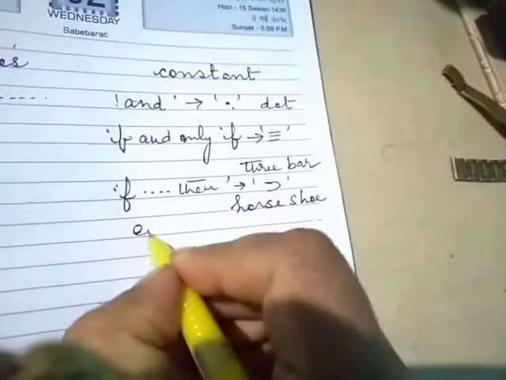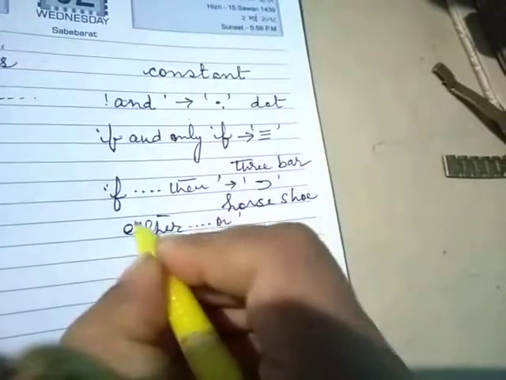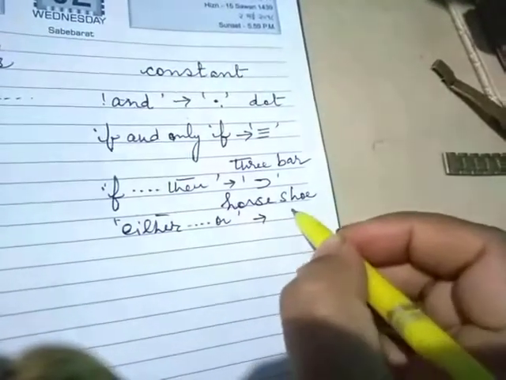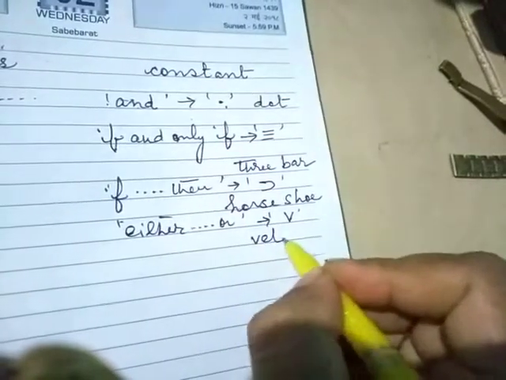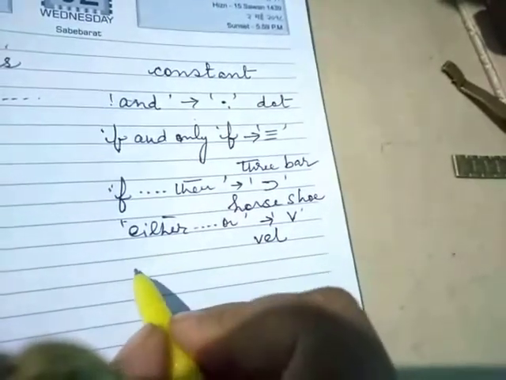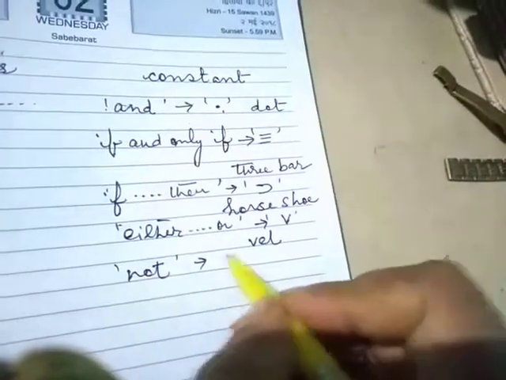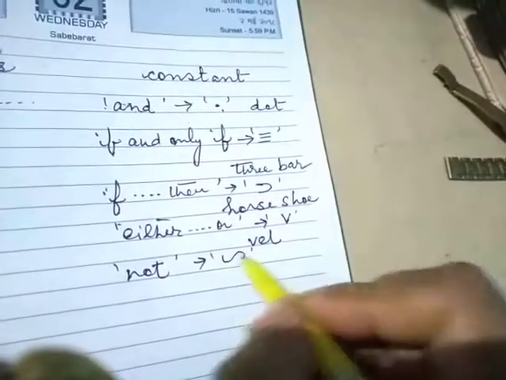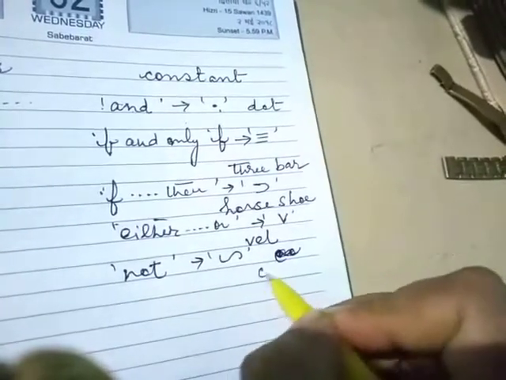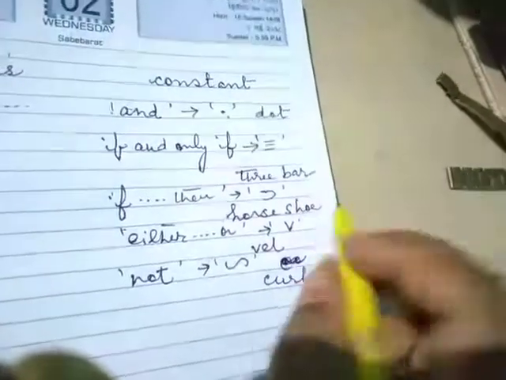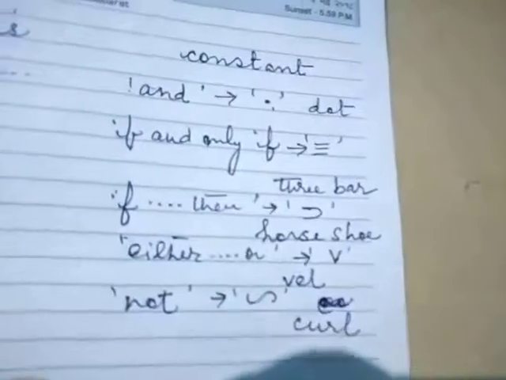This kind of connective, either or. So for this we can use this kind of symbol which we call val. And the last one, which is used for not, this is the symbol which we call curl. Okay, so 5 types of constants are there for 5 connectives.